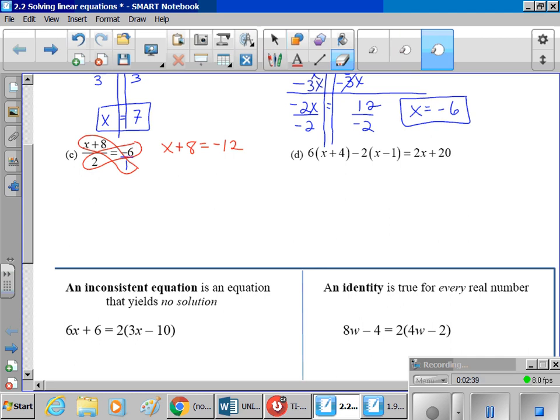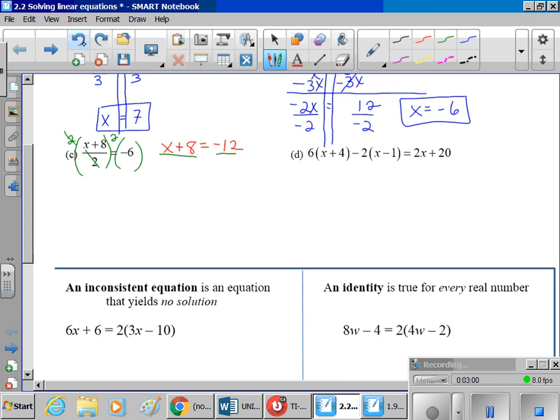The other way you can do it is exactly the same way I was just explaining to you in B, where I can multiply both sides by what's in my denominator. As I do this, these cancel and I get x plus 8. 2 times negative 6 is negative 12. So you get to the same point. So at this point, we are going to minus 8 from both sides. And x is equal to negative 20.